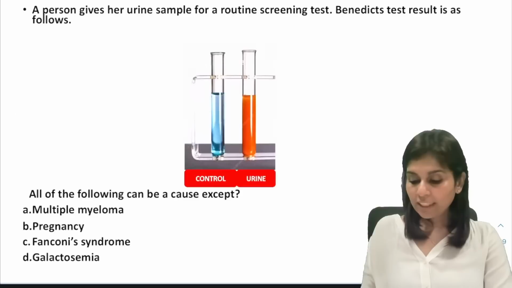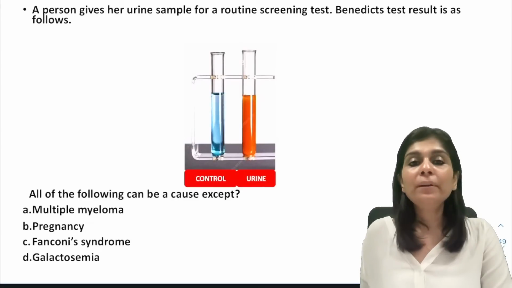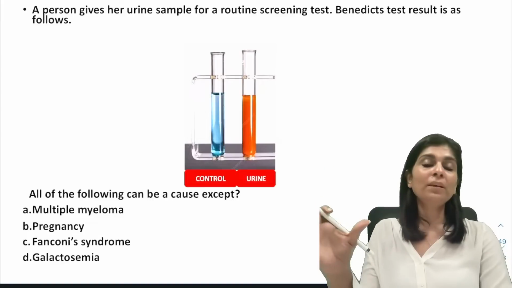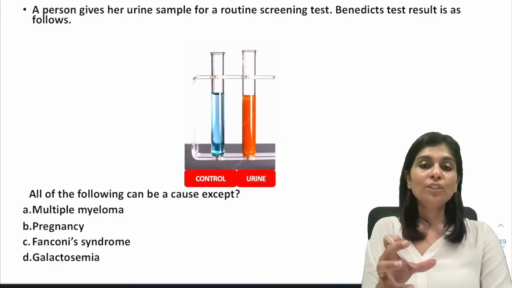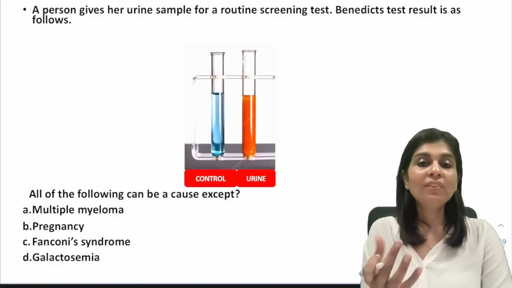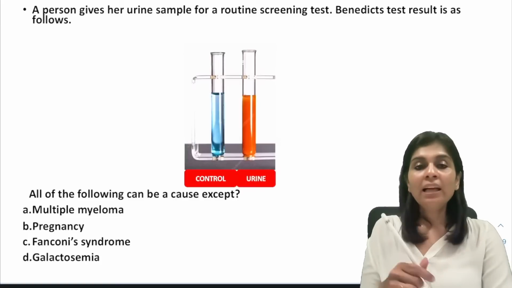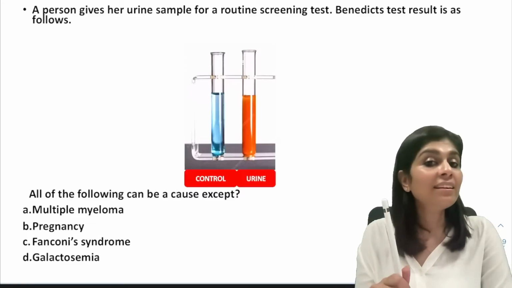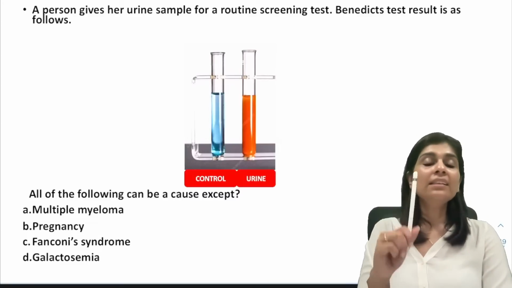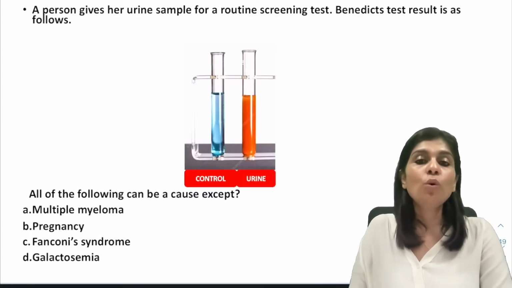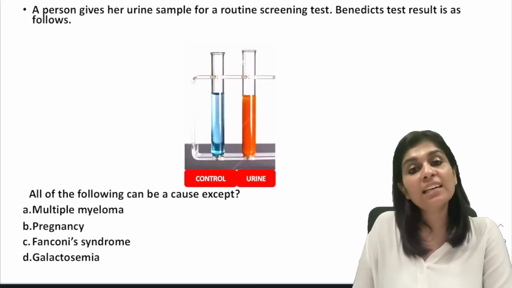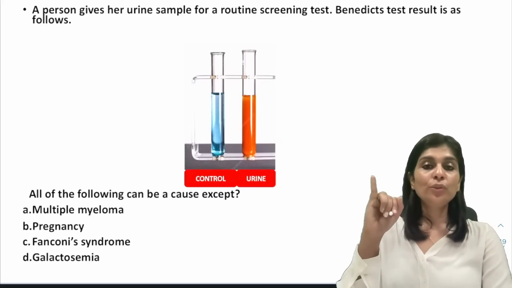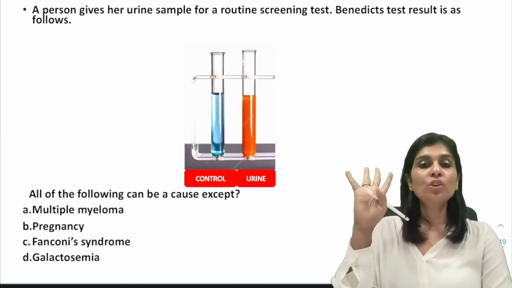Okay. So tell me, what are the conditions wherein urine can answer Benedict's test? Urine will answer Benedict's test in physiological conditions or pathological conditions. The only physiological condition is pregnancy or lactation, wherein lactose can be found in urine. Lactose is the only disaccharide that can be found in urine. Is that clear, all of you? And what is lactose? It's made up of galactose and glucose. Now, what are the pathological conditions? In pathological conditions, you can find glucose, fructose, galactose or pentose.